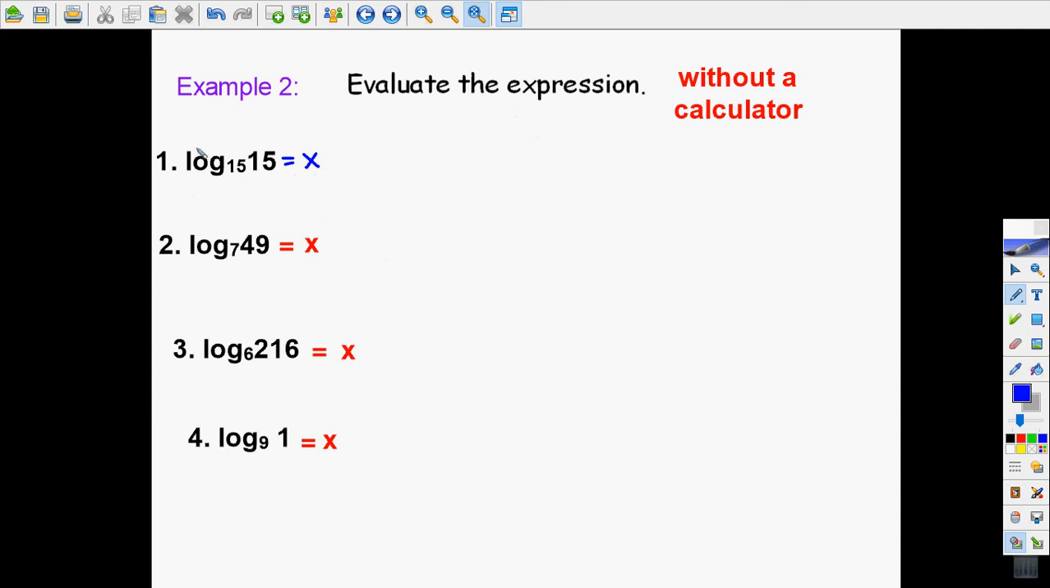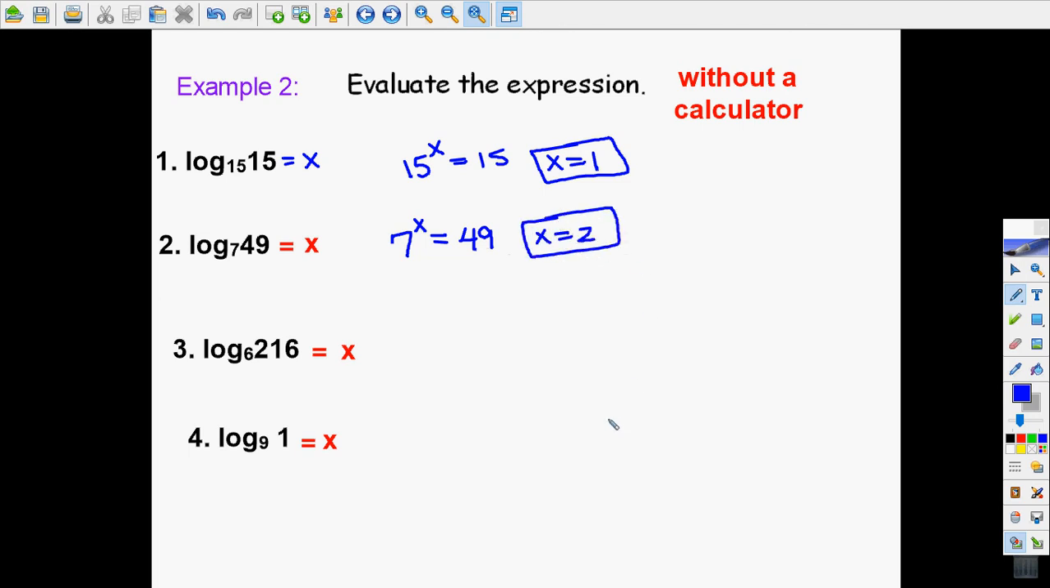So we turn it into exponential form. We start with the base, raise it to x equals the big number. So 15 to the what power equals 15? That would be the first power. So x is equal to 1. Over here, we do this one. So write down on your paper log base 7 of 49, and then you're going to add on the equals x part. So we're going to have base 7 raised to the x power is equal to 49. So 7 to the what power equals 49? That would be the second power. So x is equal to 2.